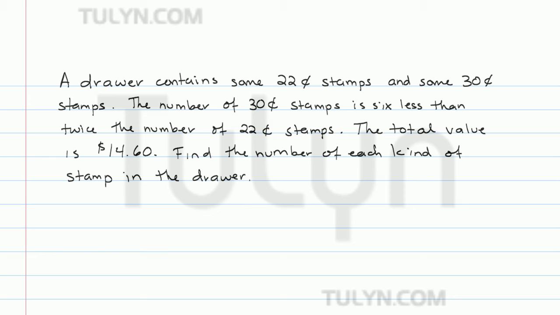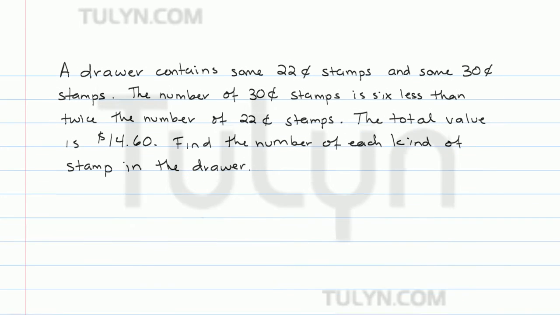A drawer contains some 22-cent stamps and some 30-cent stamps. The number of 30-cent stamps is 6 less than twice the number of 22-cent stamps. The total value is $14.60. Find the number of each kind of stamp in the drawer.